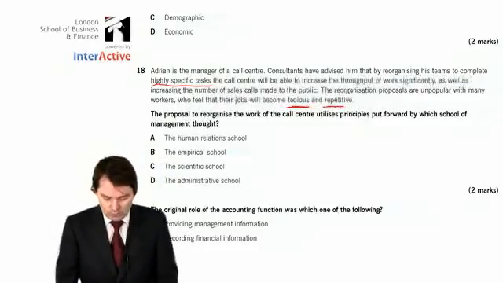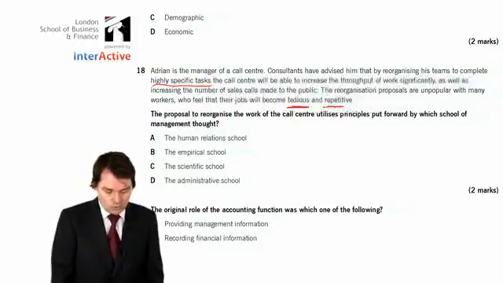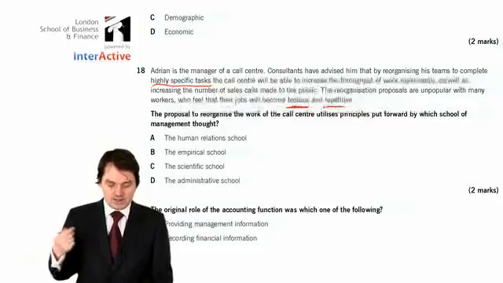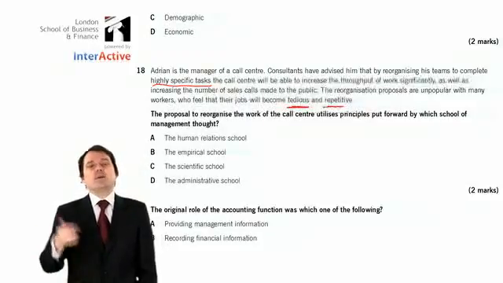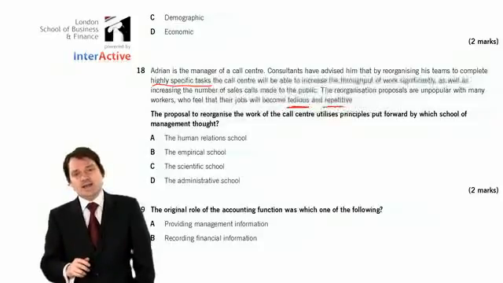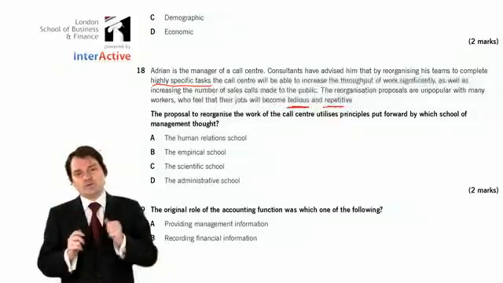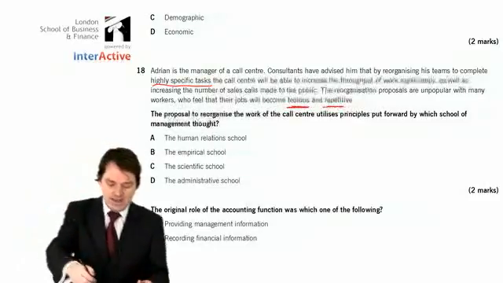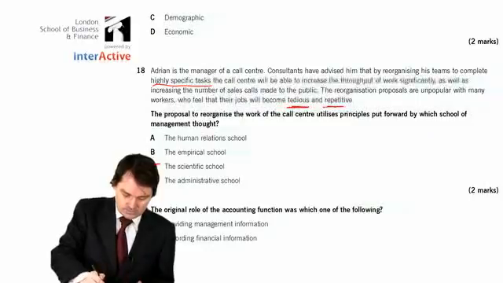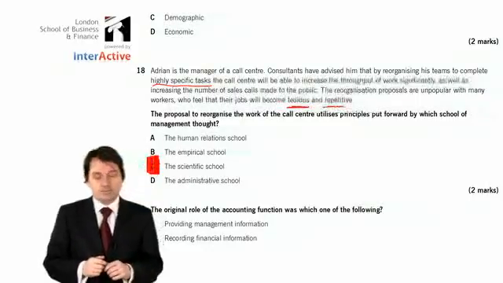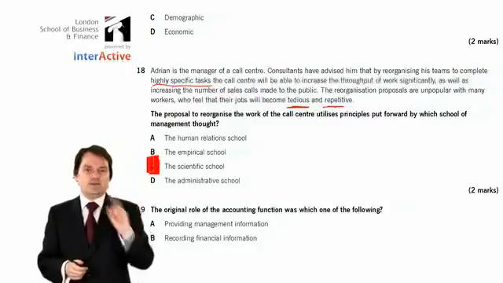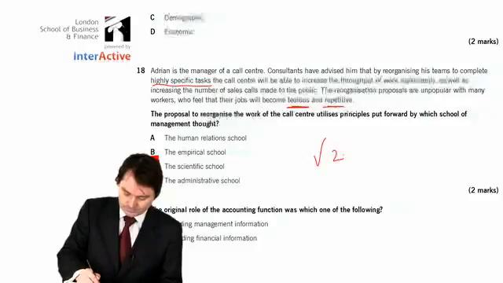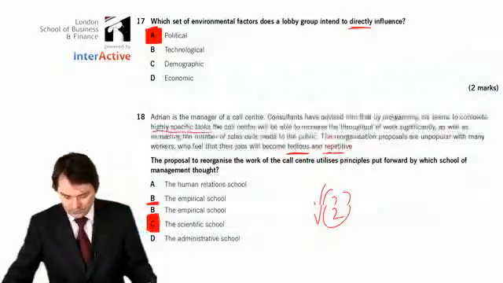The proposal to reorganise it is looking at which school of management thought. Human relations, empirical, scientific or administrative. Now, if you look at that, the whole idea is we're going to tell people exactly what to do and make them do it over and over and over again. That is virtually the same as the definition we had of scientific management. The scientific management school, do it like this because I've told you. That, again, I would hope would be reasonably straightforward for everybody.